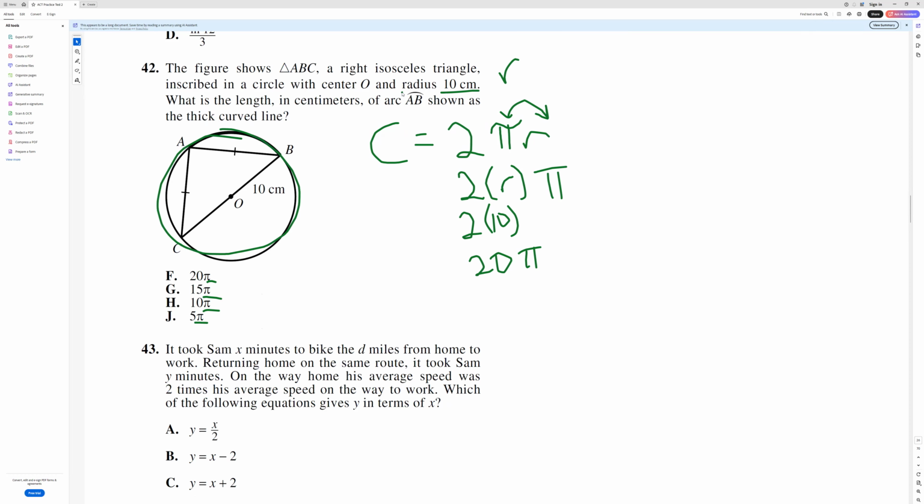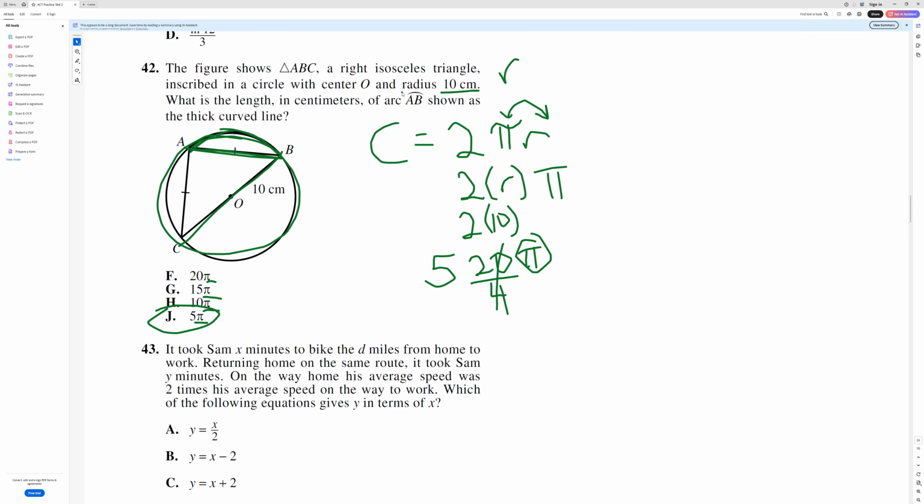They want to know arc AB. Notice this is half and this is a quarter. They want to know arc AB, which is a quarter of the circumference. Divide by 4 to get a quarter, right? If you divide $1 by 4, you're going to get 25 cents or a quarter. So 20 divided by 4 is 5. And of course, pi was always the answer. Your answer is J, 5 pi.